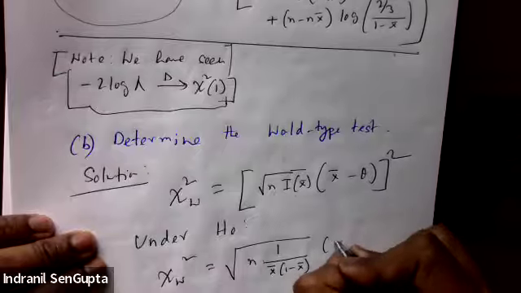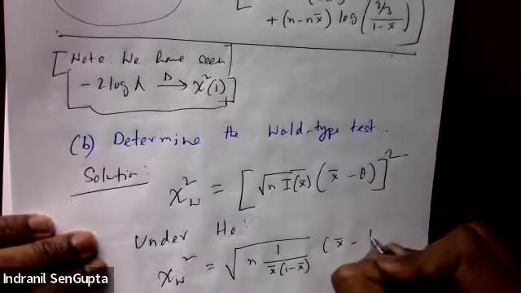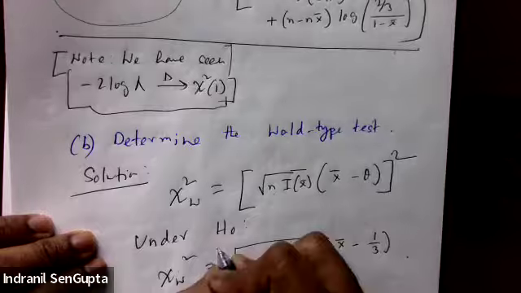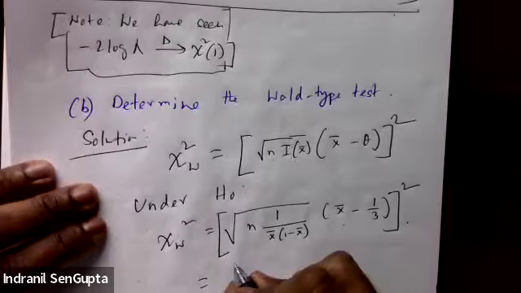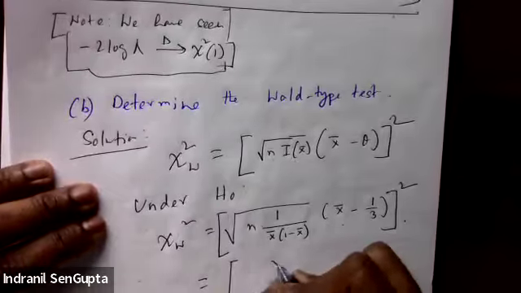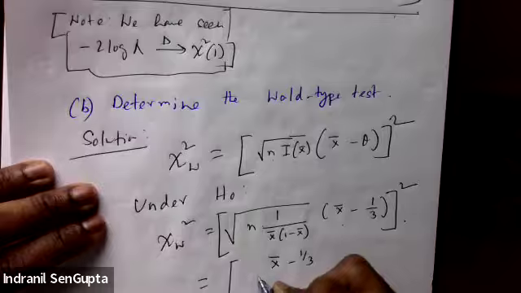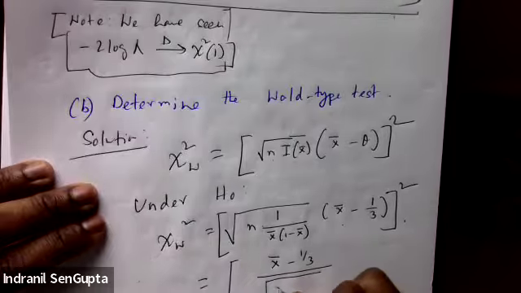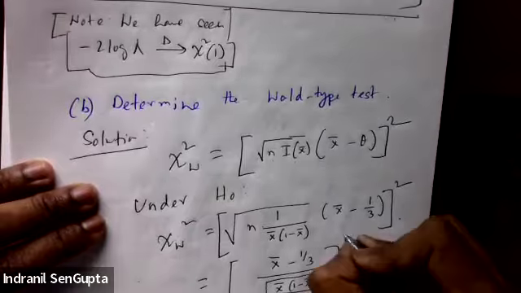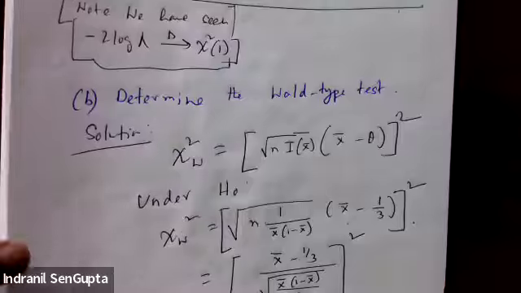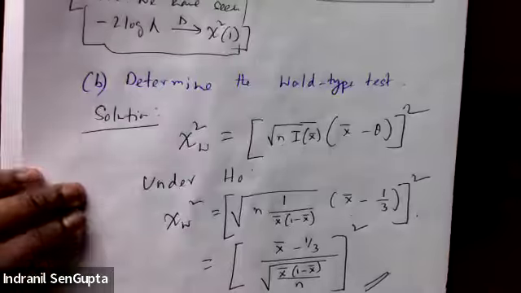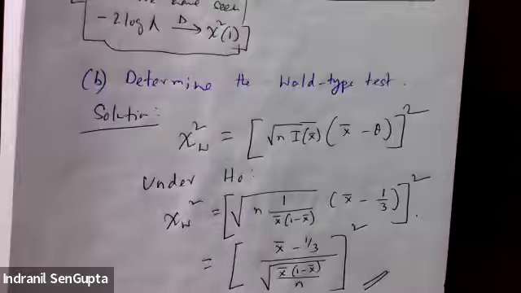And then we have x bar minus, so the null hypothesis is 1/3. So this squared. Essentially, I can write this in a little better form. I can write x bar minus 1/3, and then suppose I write it this way, x bar times 1 minus x bar over n, squared. So that is the Wald type test statistic. Okay.